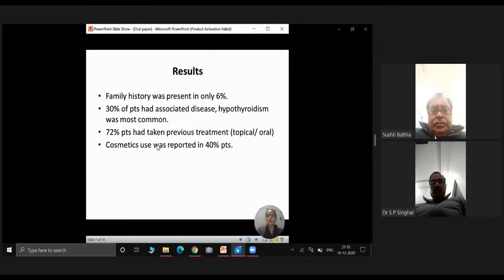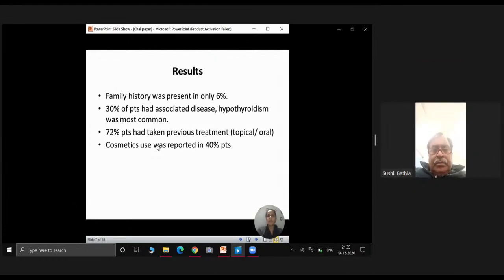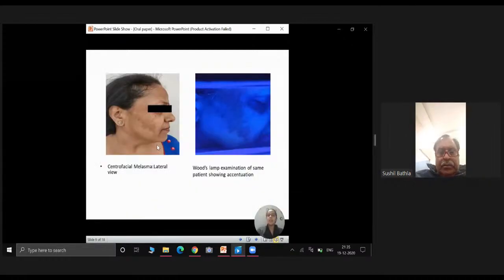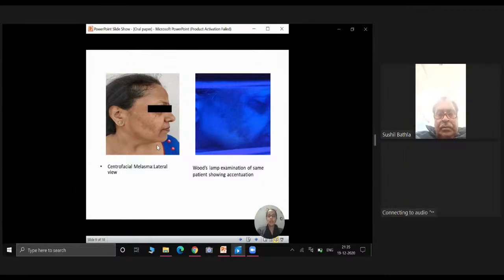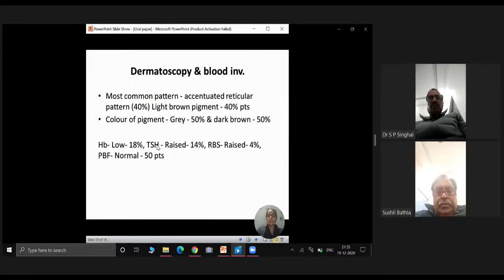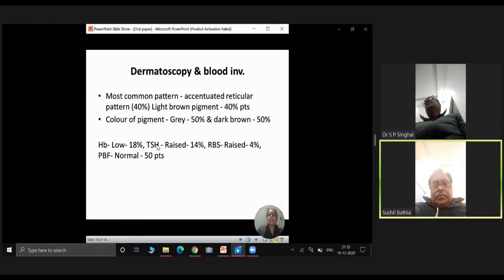So in this study, we came across 11 different categories of facial hypermelanosis as shown in this table here. The most common diagnosis was LPP followed by melasma. So first figure here shows centrofacial melasma, while the next photograph shows a Wood's lamp examination of the same patient showing accentuation of the lesions. On dermatoscopy, most common observed pattern was accentuated reticular pattern.